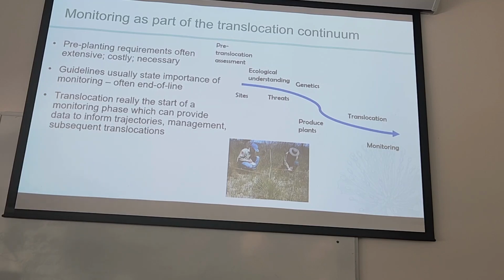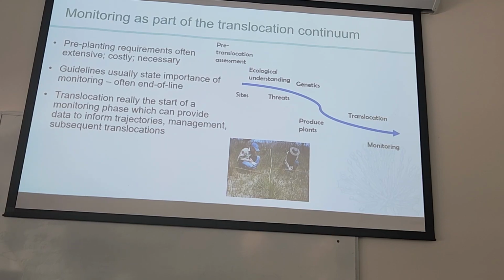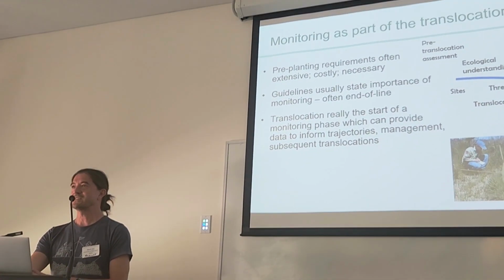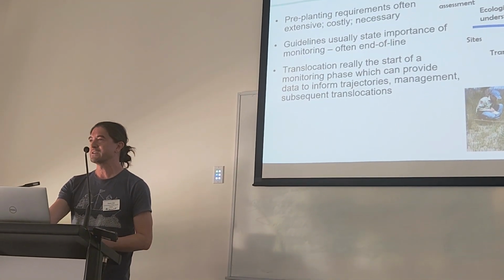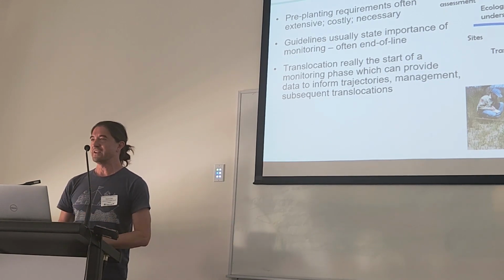And even if you look at the guidelines, they really state the importance of monitoring, but even at a most simplistic viewpoint, there'll be 7 or 8 chapters in all the guidelines we have, and 6 of them will be dedicated towards the translocation assessment, the planting, legislation, everything around it, and the last chapter will always be 1 chapter on monitoring. And I think we need to show that that's not quite the level of importance necessarily, that really translocation occurs after the pre-translocation assessment, and then that's the start of the post-translocation assessment, which also includes ecological understanding, the genetics, the threats.